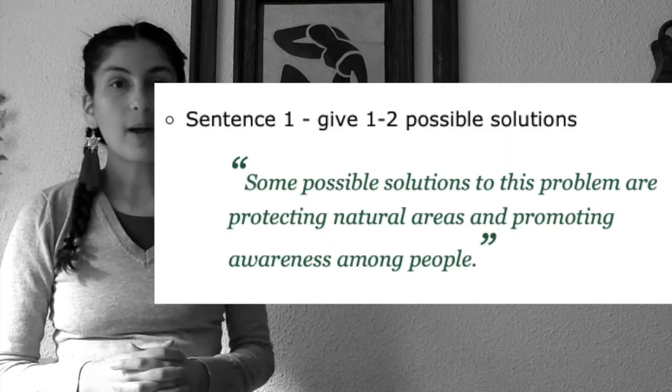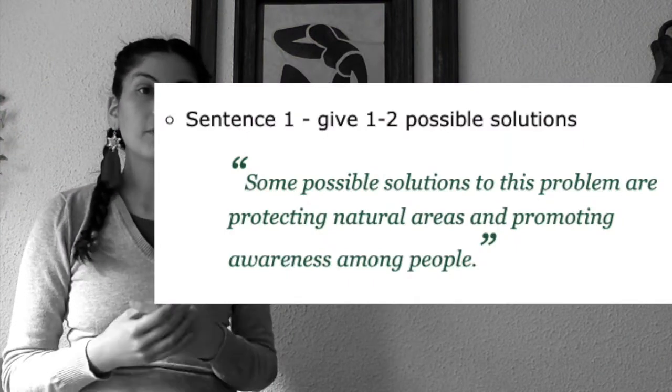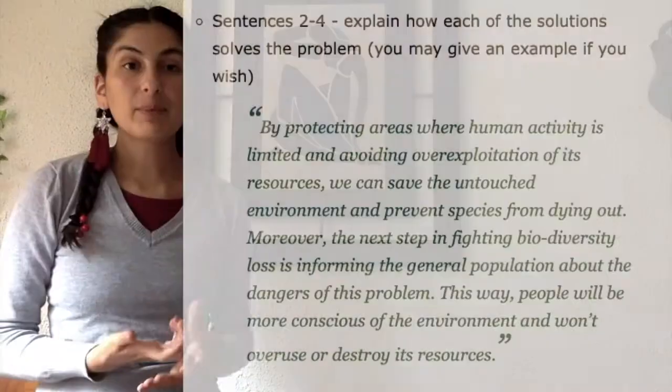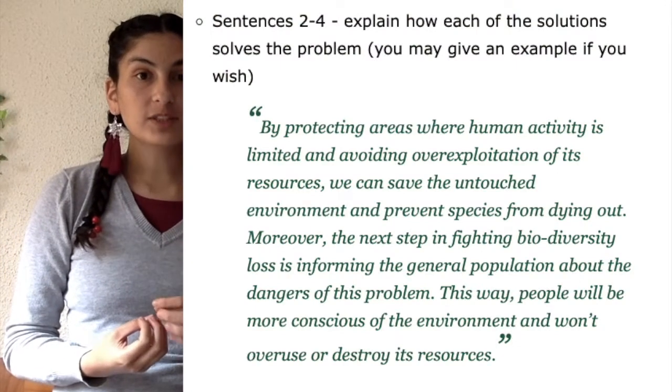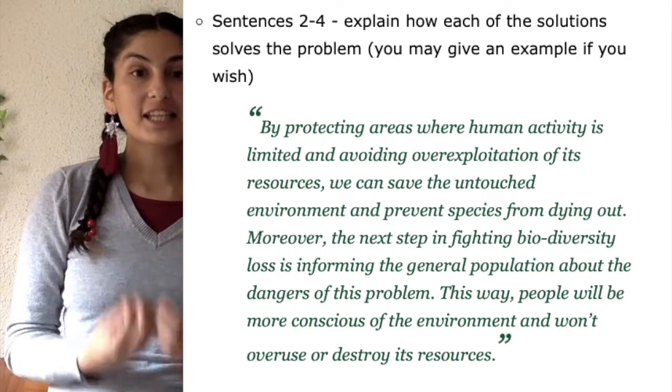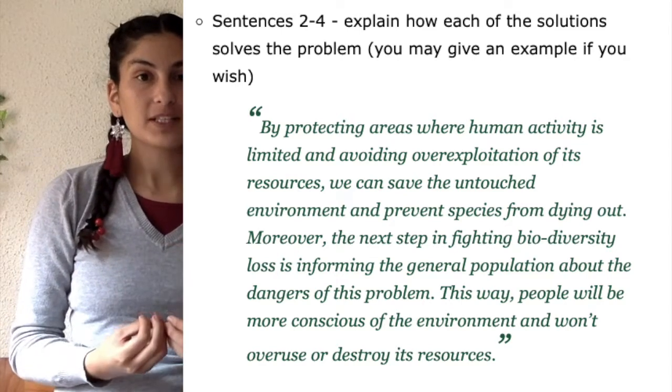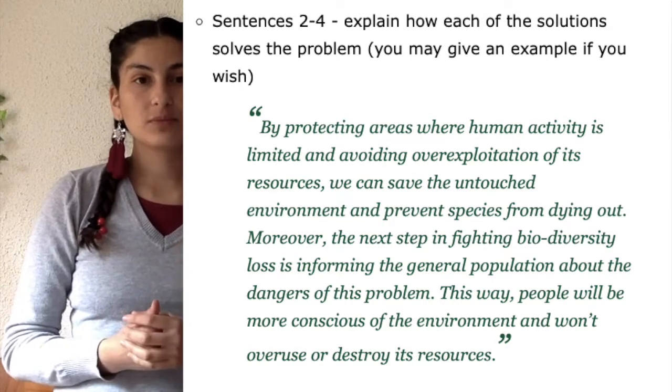This is the one in which we give the solution. In sentence 1, you give 1 or 2 possible solutions. Some possible solutions to this problem are protecting natural areas and promoting awareness among people. Sentences 2, 3, and 4 explain how each of the solutions solves the problem. You may give an example if you wish. By protecting areas where human activity is limited and avoiding overexploitation of its resources, we can save the untouched environment and prevent species from dying out.